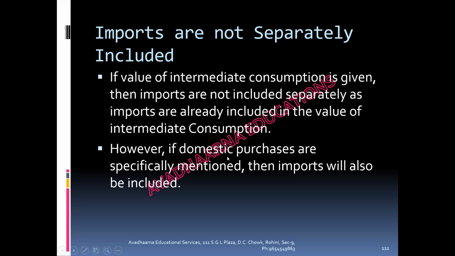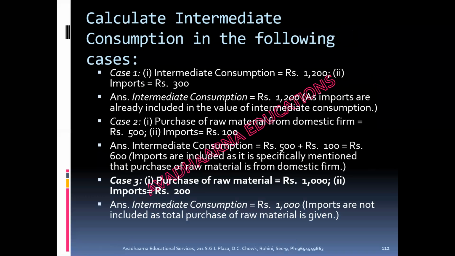However, if domestic purchases are specifically mentioned, then imports will not be included. अगर बेटा domestic purchases मेंशन की होंगी कि क्वेश्चन में मेंशन्ड है the domestic purchases are given separately, then in that case import will not be included. Let's take the example. Calculate intermediate consumption in the following cases.